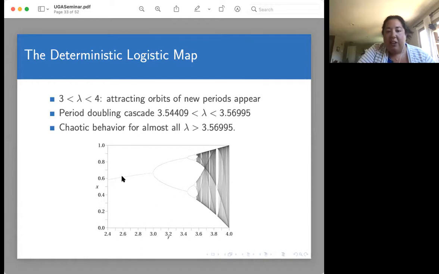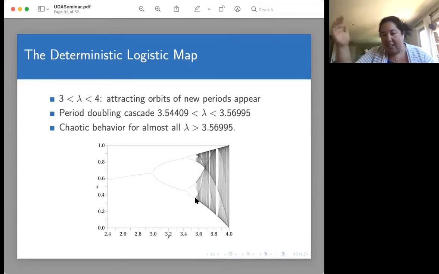And I can see, so I have one attracting fixed point up until I get to my lambda value of 3, and then I see a split, right? Because that split represents, oh, now my limit behavior is approaching a period 2 orbit. So now I see two branches here, and that represents that period 2 orbit that shows up. And then at R being somewhere between 3.4 and 3.5, we get a split again, right? So now I'm going to see an attracting period 4 orbit.